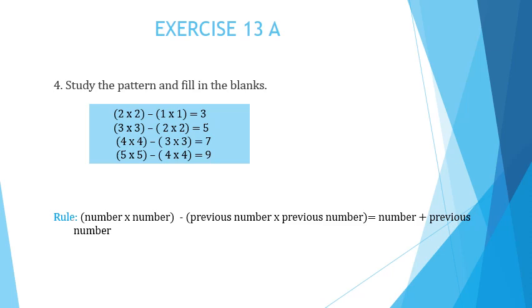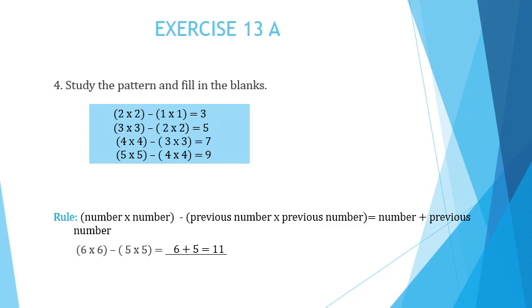In the same way, by following the rule, we can find out the following answers. 6 multiplied by 6 minus 5 multiplied by 5. Here the number is 6 and the previous number is 5. So our answer will be 6 plus 5 is equal to 11.